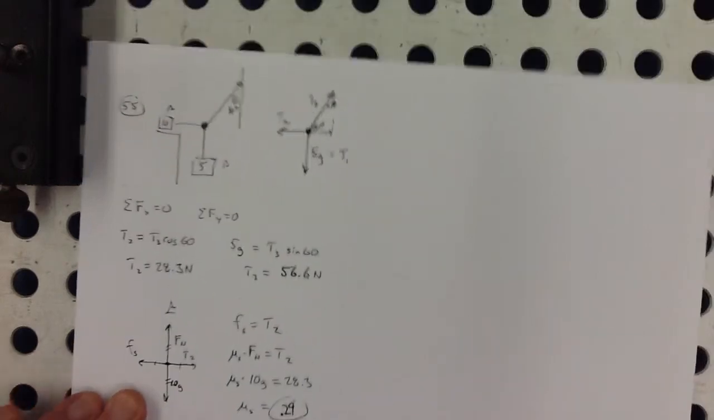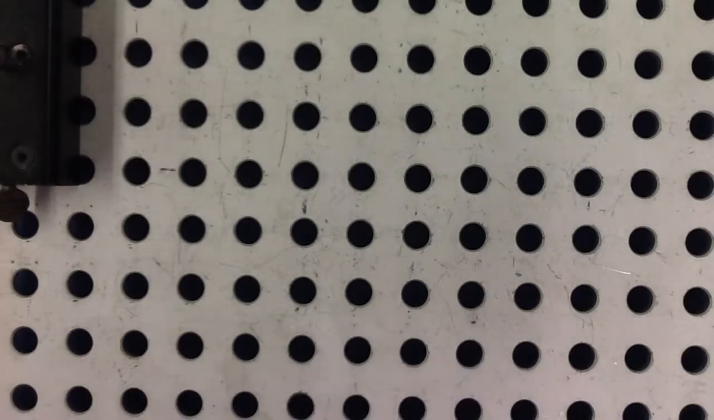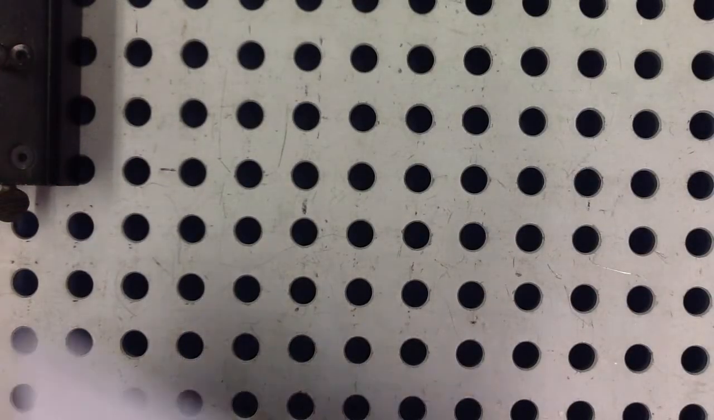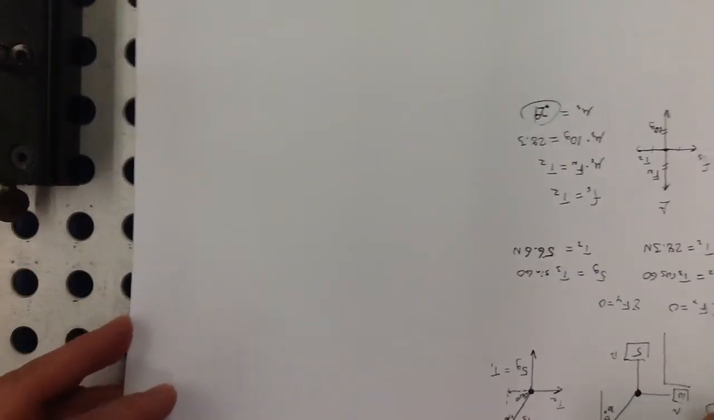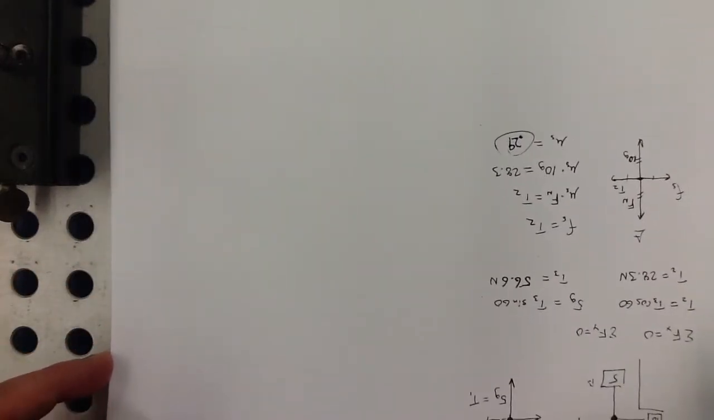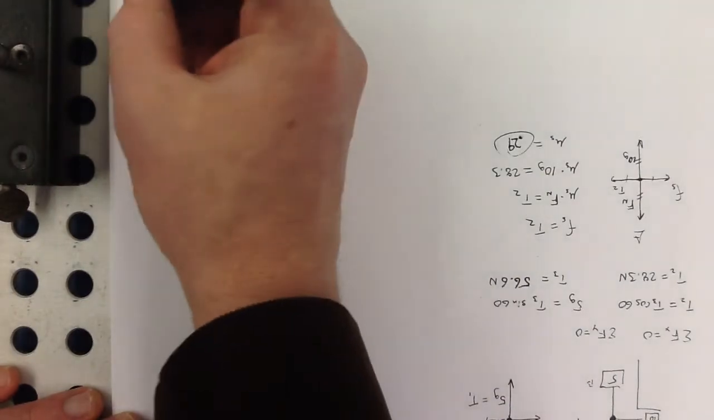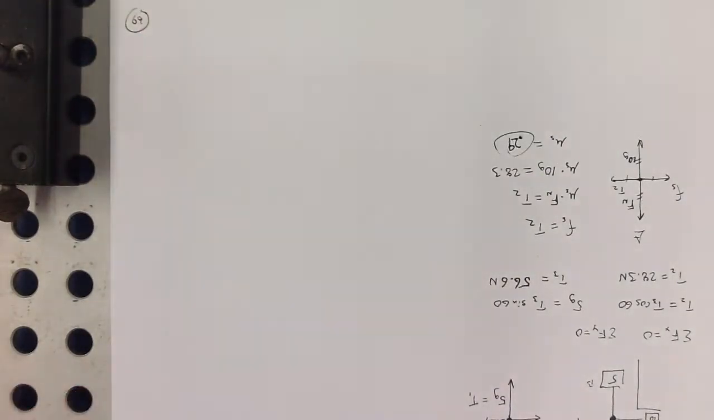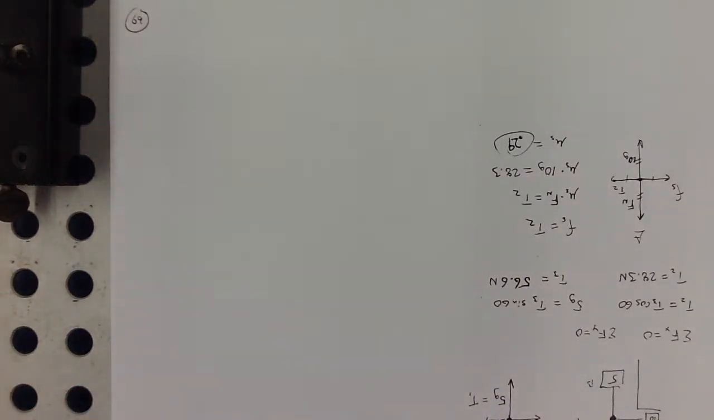Cool, that's a good little problem. Could have done that problem back in chapter 5, 6? I guess 6 is when we did friction, so could have done that back then. No torque there. All right, I have a feeling there's going to be torque in this one.